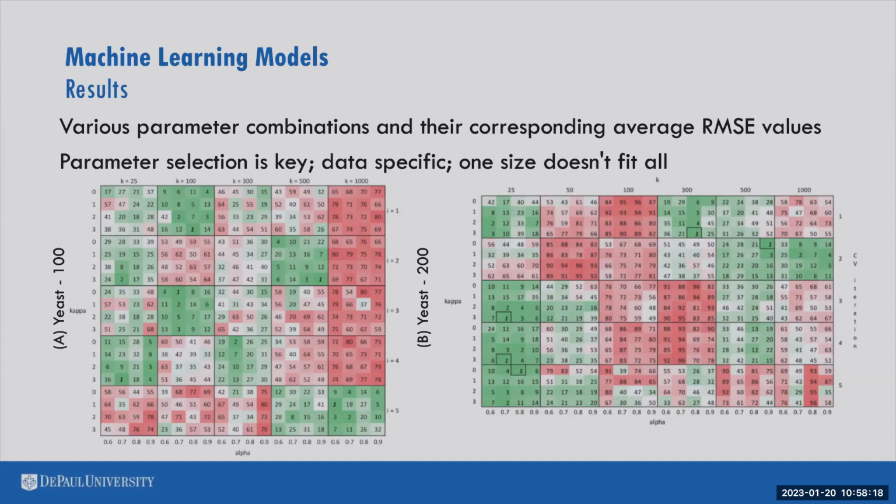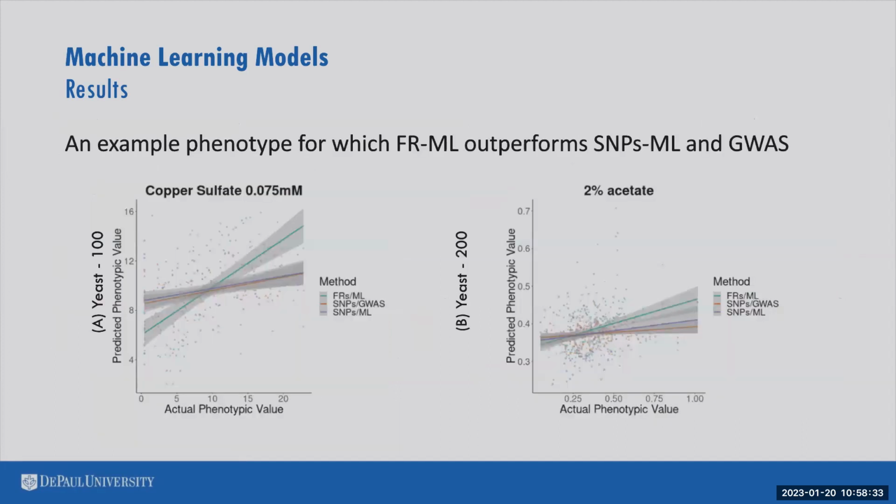So the East 100 is fine. We can do all these combinations and get these values. But when we think about, what if we have a human 100, then running experiments like this will be computationally very expensive. This is another example where we looked at a couple of different phenotypes and looked at our approaches. Generally, machine learning with frequented regions tends to perform better in both these cases.